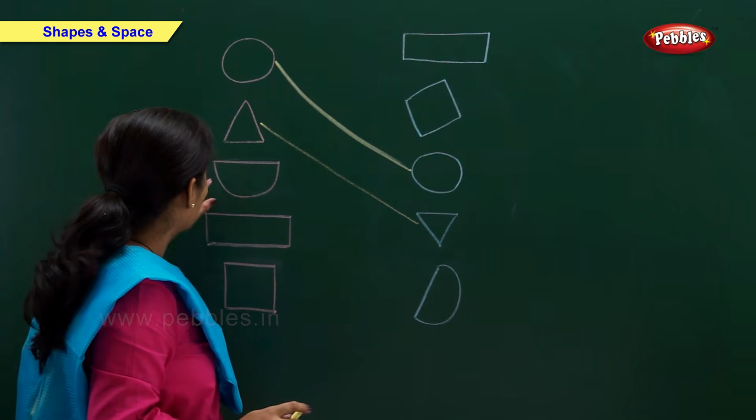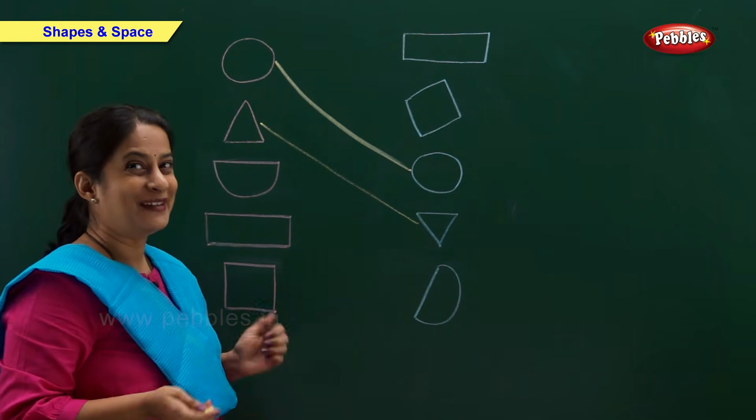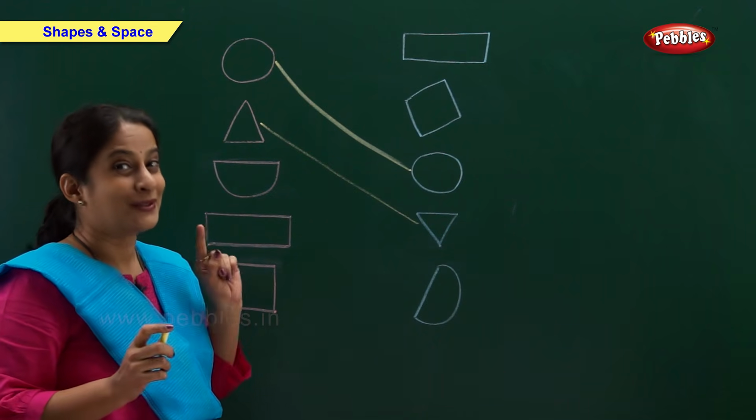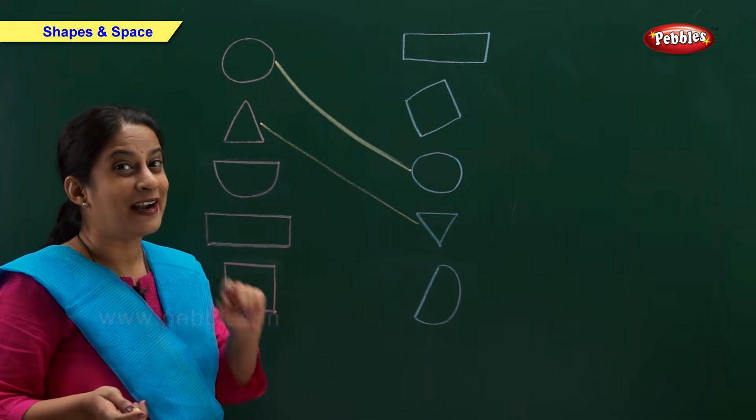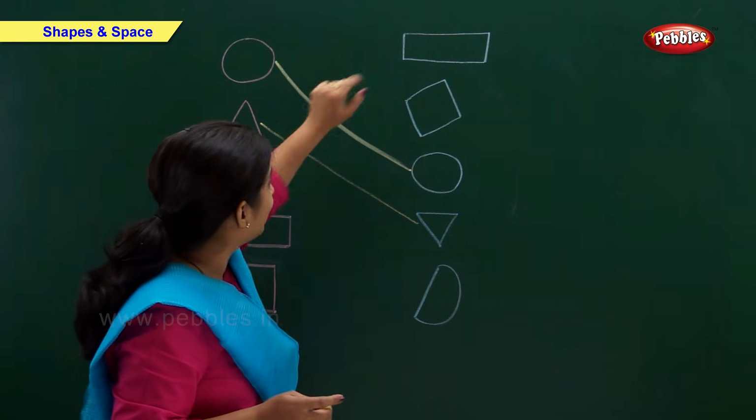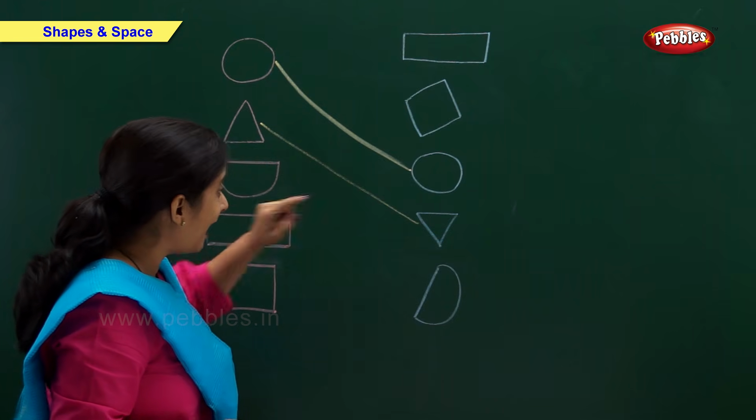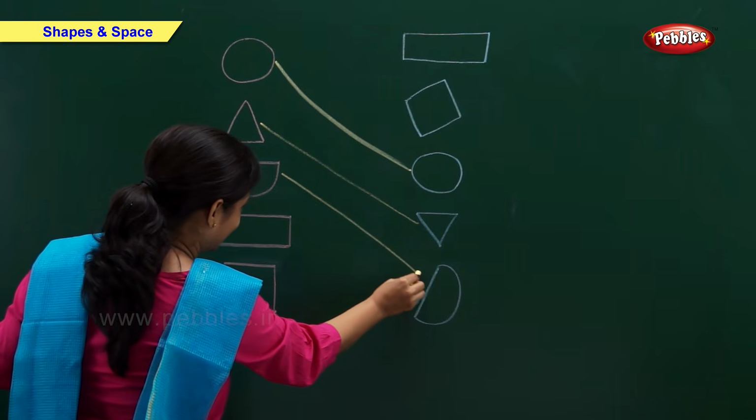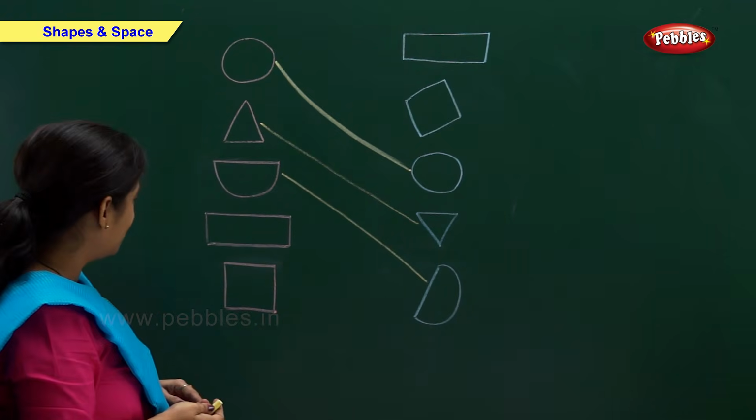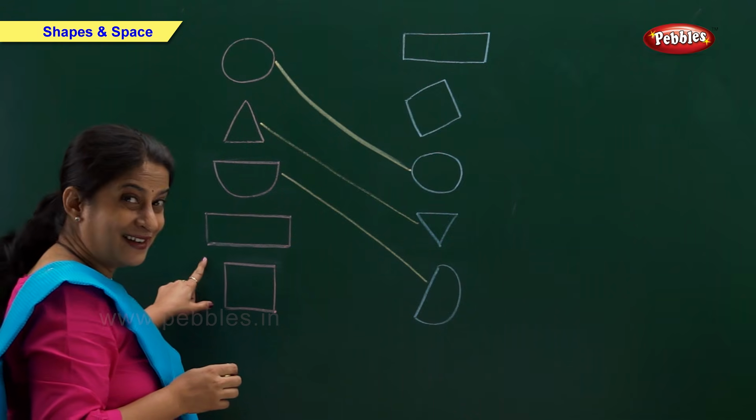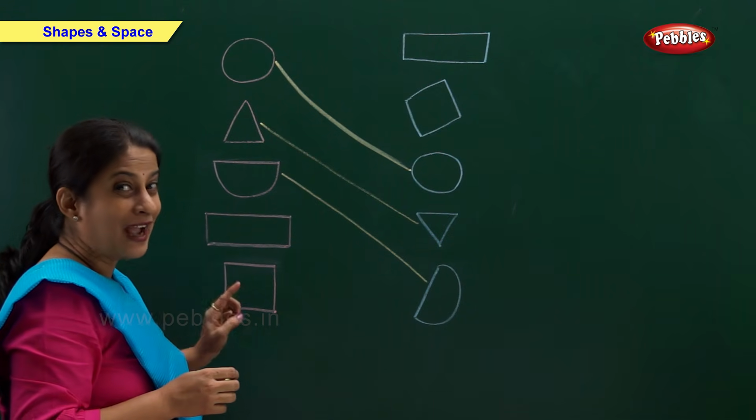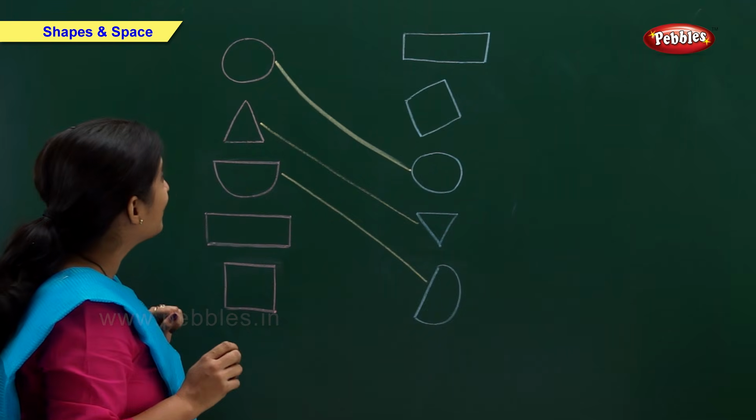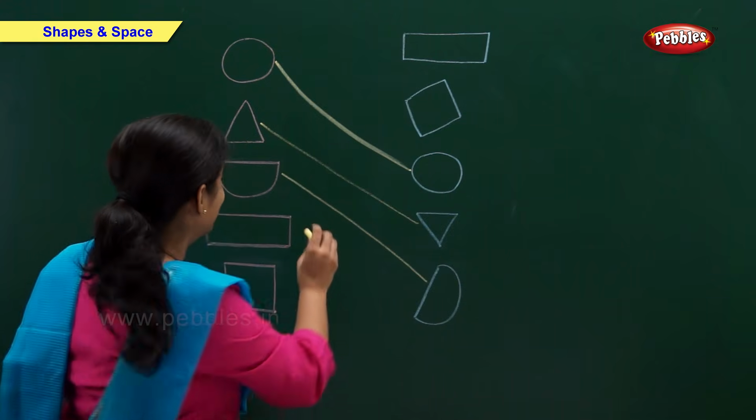Triangle. Which shape is this? Come on, tell me fast. Right, it's a semicircle. So let's find semicircle and match. Rectangle, square and a semicircle. And now we have a rectangle. So let's find rectangle. Oh, it's here. Let's match.